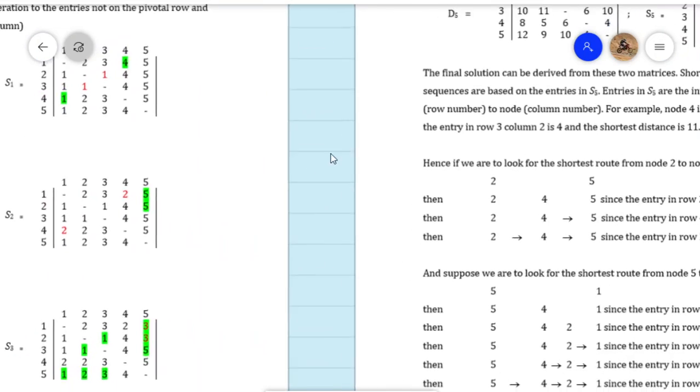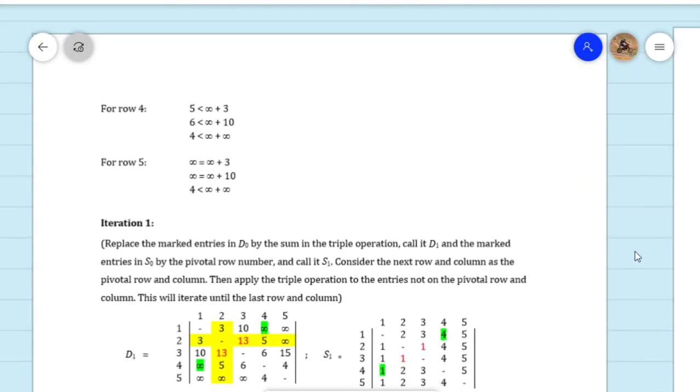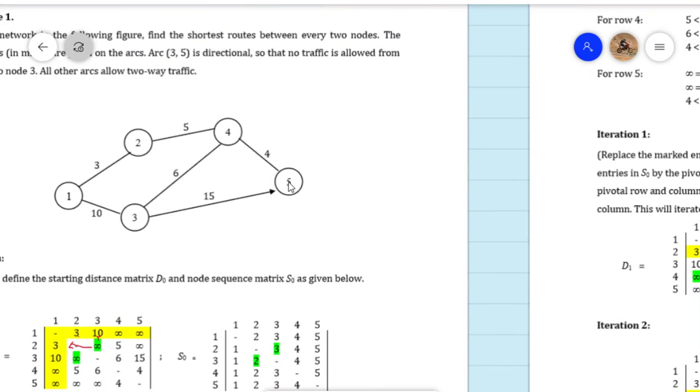Let us check. 5, 4, 2, 1. So from 5, go to 4. Distance is 4, then 2. So it will give us 9. Then 2 to 1, 3. So indeed, the total distance is 12.